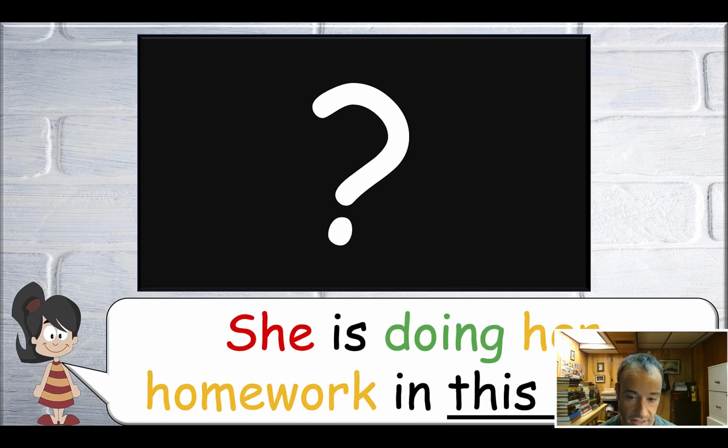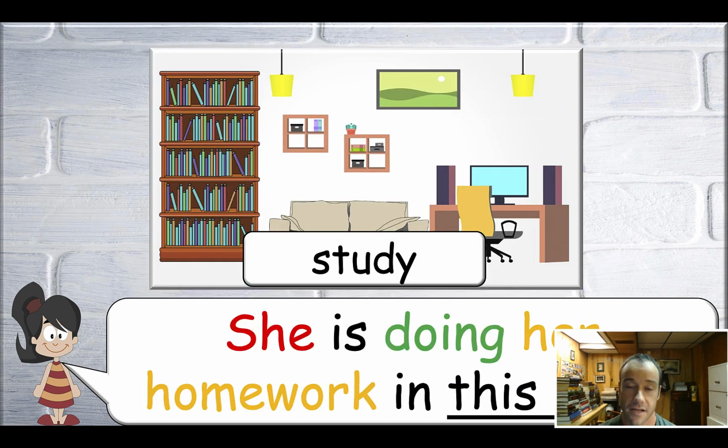Rinse and repeat with the next group of students. Again, have them stand up at their seats so they can see it and read it. Have them come to the front so they can't see it and they need to listen. And have the next team read it and give them points. Okay? She is doing homework. She is doing her homework in this room. What room do you do your homework? Living room? Yeah, you could do your homework in the living room. Bedroom? Yeah, you could. What's a better answer? I know. The study.